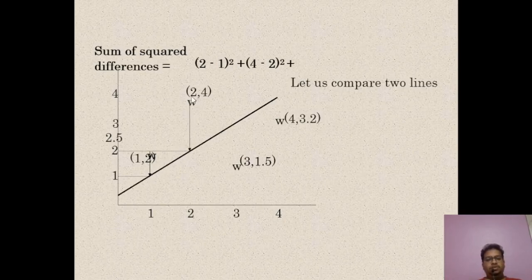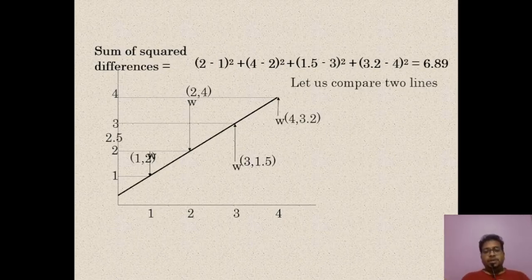Then this is for the second. So 2, 4 predicted was this one, but we are considering this one. Okay, so it becomes 2 minus 1, 4 minus 2. Then this is the next predicted value, but वो predicted ऊपर के side पे है. So this is the actual value, this is the predicted value. Next, same for this fourth point. Now the total value, this is the least square, that is the sum of squared differences, comes to 6.89.